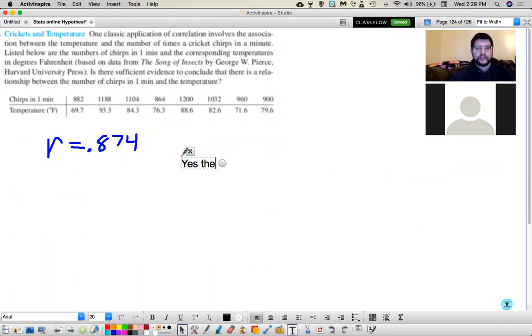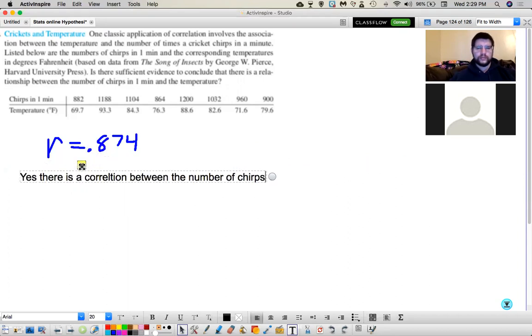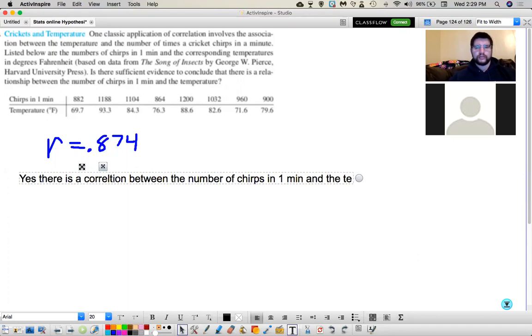So yes, there is a correlation between the number of chirps in 1 minute and the temperature. And let's examine this correlation. It's just asking if there is one. That's all I'm going to ask. But let's look at what kind of relationship it is.